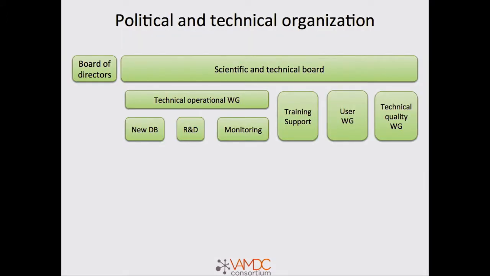On the following slide, we explain the political and technical organization of the consortium. The consortium is composed of two boards, the board of directors and the scientific and technical board. This last is composed of four working groups: the technical operational working group, the training and support working group, the user working group, the technical and quality working group.